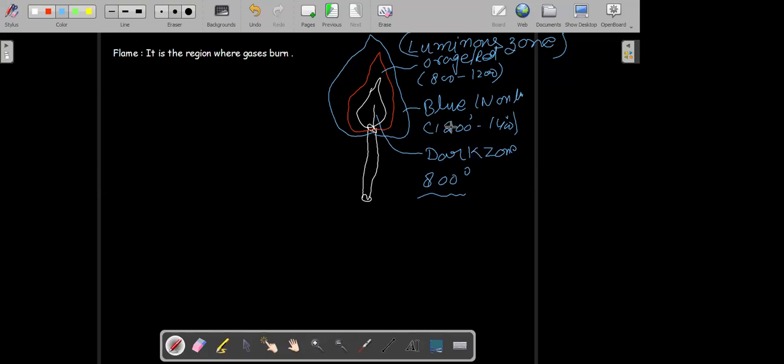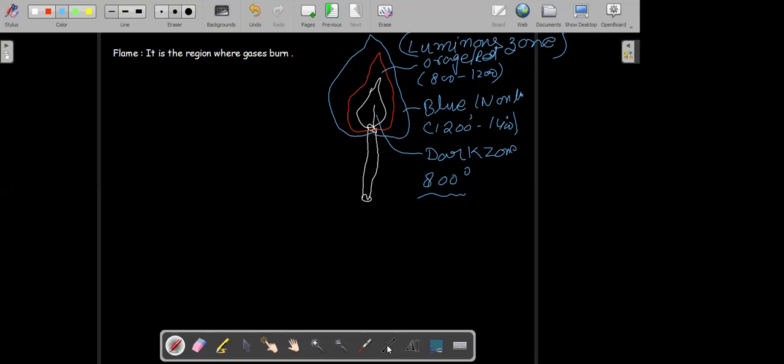So when you want the heat, you need your blue flame. When you want the light, you need the luminous zone, the orange or red zone. That is the middle layer. Then the dark zone has a temperature of nearly 800 degrees centigrade, and it has a large amount of gas vapors present.